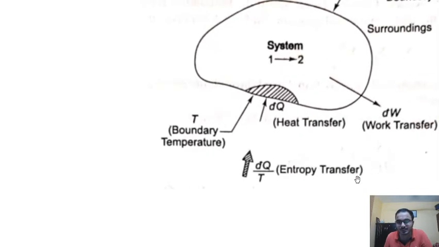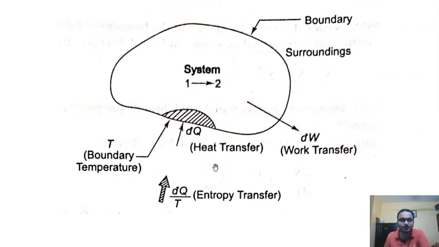Here in this figure, this is the system and outside is the surrounding, and both are separated by this boundary. We are currently focusing on this part of the boundary where heat interaction is happening. The system is going from state 1 to state 2. There is heat addition from the surrounding to the system, that is d cut Q is the heat transfer which is happening, and there is a work transfer from the system to the surrounding with the quantity of d cut W. The boundary temperature is T, and the entropy transfer which is happening is d cut Q upon T, that is entropy transfer.